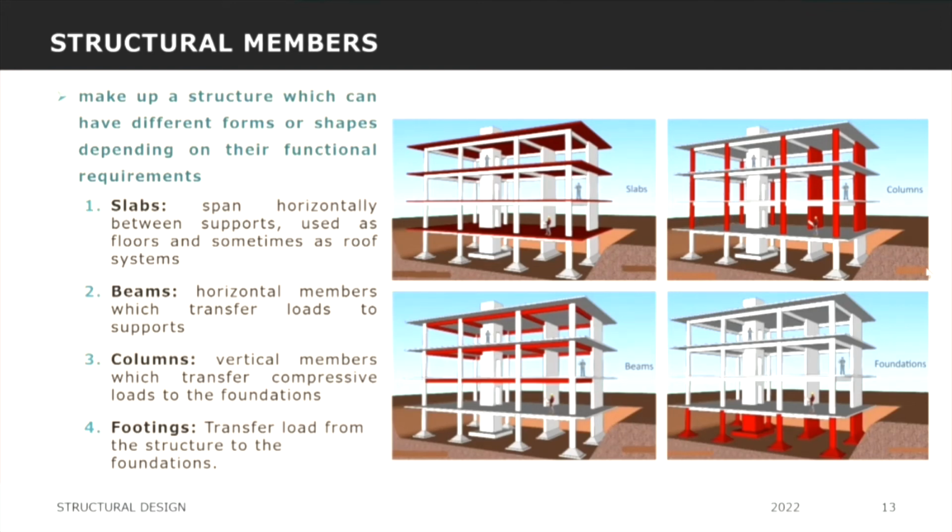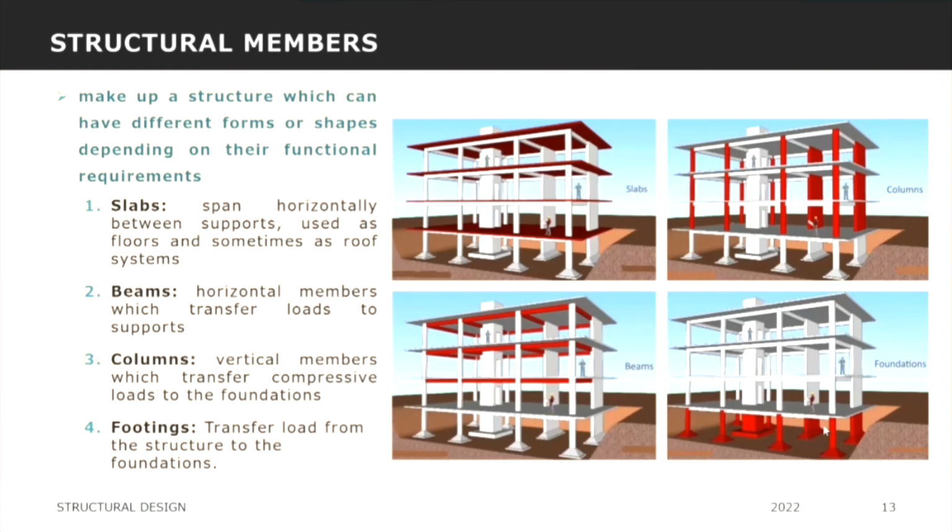Although lahat ng design of structural members ay mahalaga, kumpara sa beams and slabs, mas mahalagang parte ng structure ang columns. Because if one beam fails, it will be a local failure of one floor only. Pero kung isa sa mga column ang nag-fail, it can lead to the collapse of the whole structure.